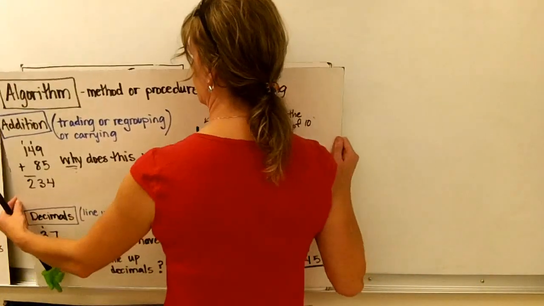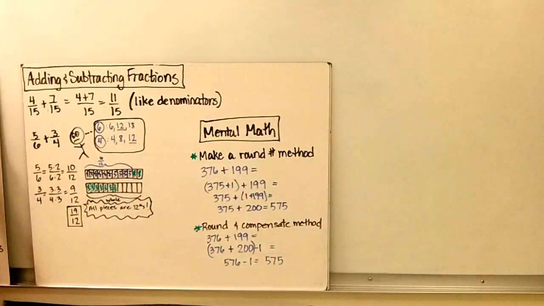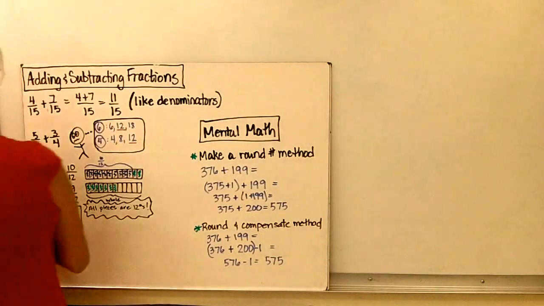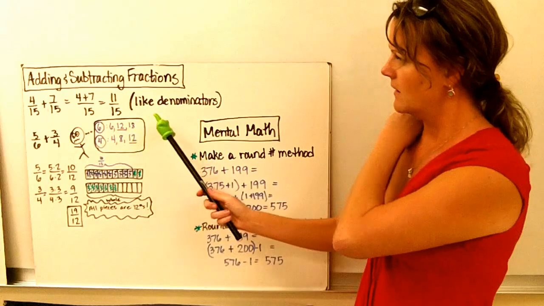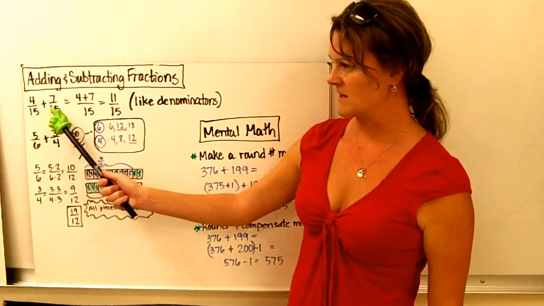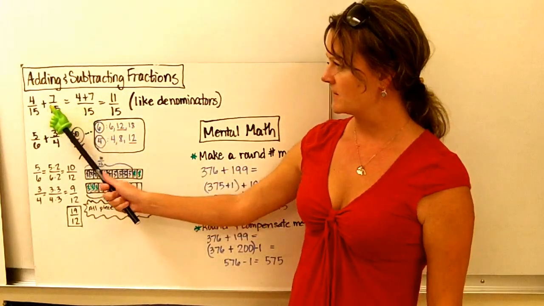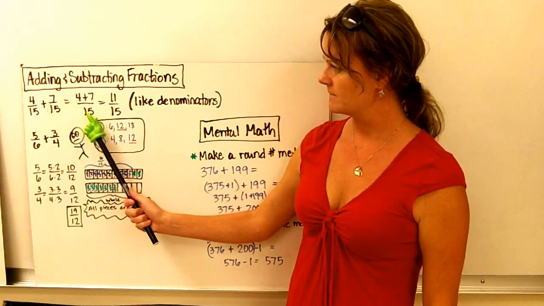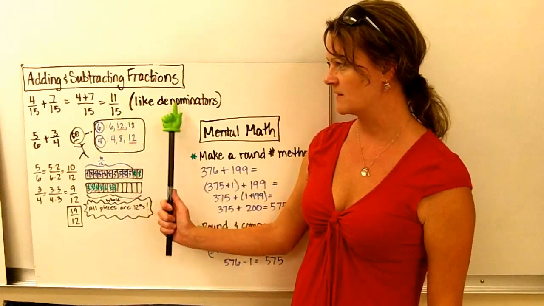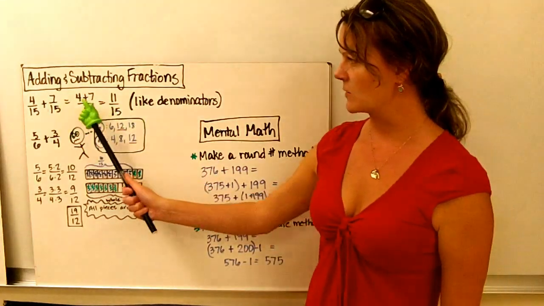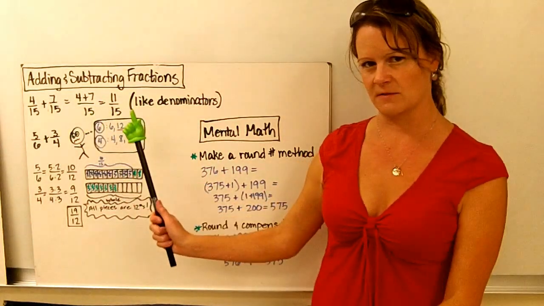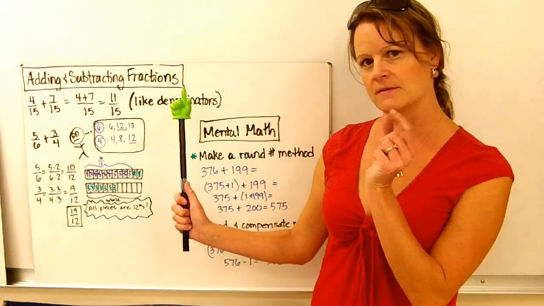All right, so moving on, we're going to talk about adding and subtracting fractions. And when we do that, this will be a little bit of a review since we've already talked about like denominators. So one example we have is 4/15 and 7/15. It's the same as just taking 4 plus 7 over 15, which is 11/15. And since we have like denominators, we can simply add straight across. And that's because we're adding 15ths to 15ths. So the parts are equal-sized parts.